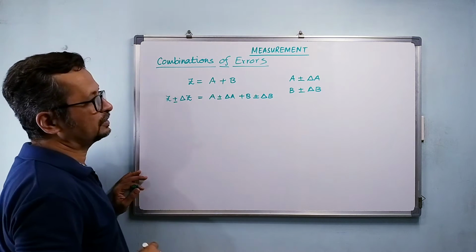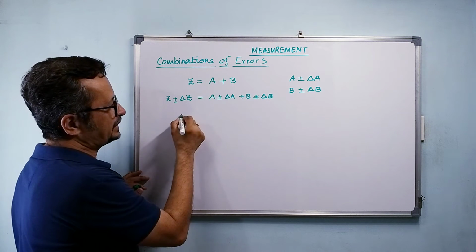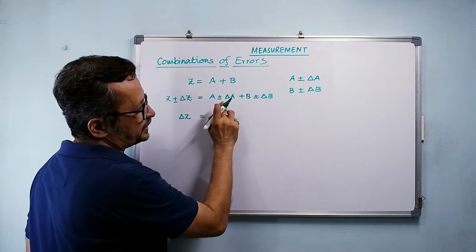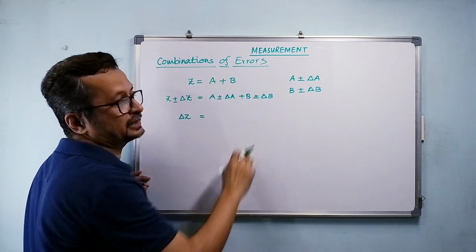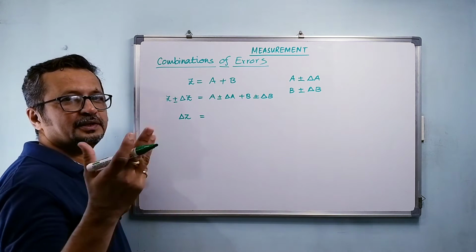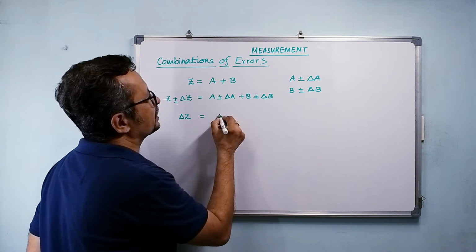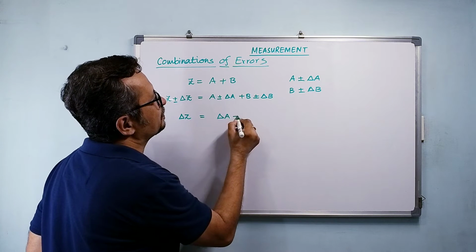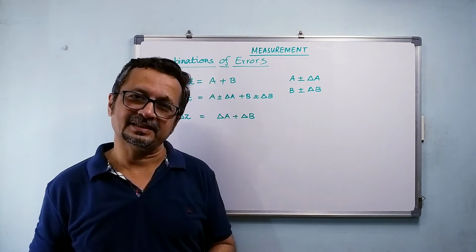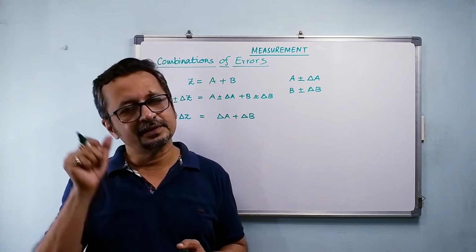Correct. So now obviously my delta Z is going to be equal to plus or minus delta A plus or minus delta B. So I would say delta A plus delta B. Now why do I say that? Why am I adding that?